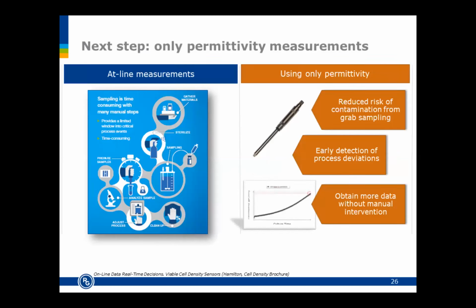Altogether, we can tell that the at-line measurements have a lot of disadvantages, as was mentioned before. For example, at-line sampling is time-consuming, and there is a big chance for human errors as well, as Johan also mentioned. Using only the permittivity values would have a lot of advantages. For example, reduced risk of contamination, early detection of process deviations, and more data obtained.